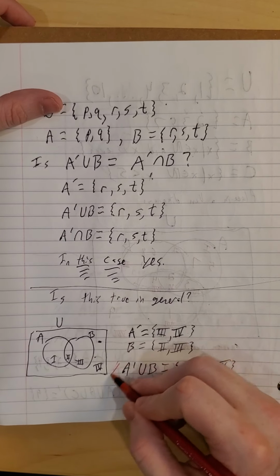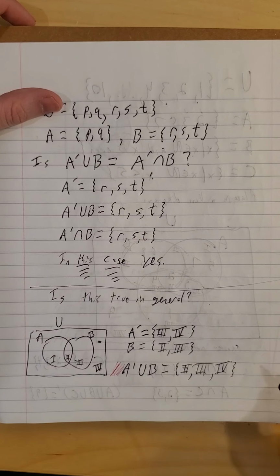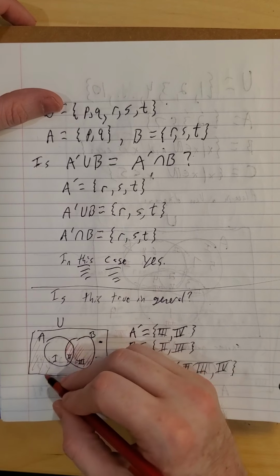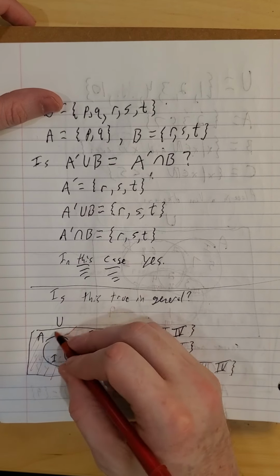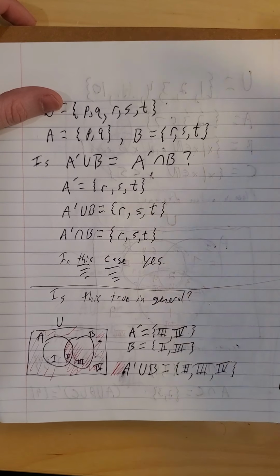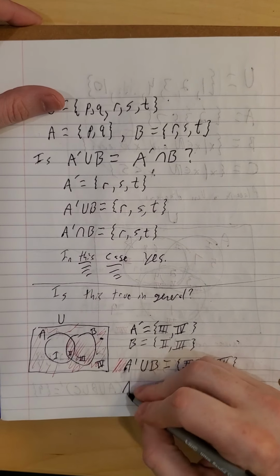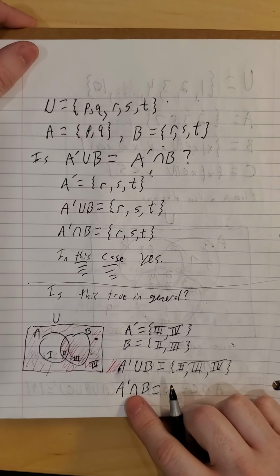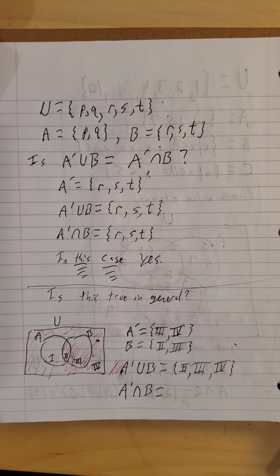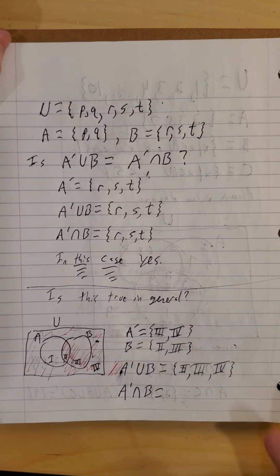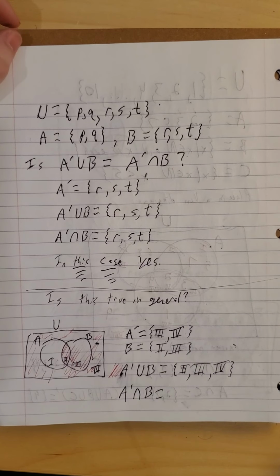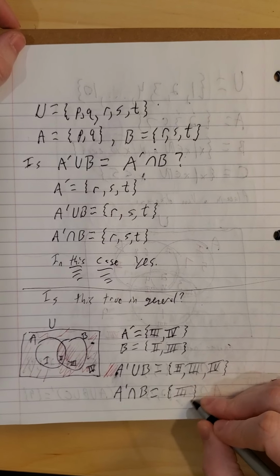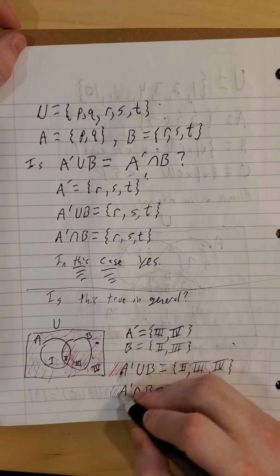I'll sketch that in with little red stripes. 2, 3, and 4. Now let's check out the intersection. Remember, intersection, it has to be in both. If it's not in both, we don't get to keep it. So what's the only thing we get to keep from these two lists? What's the only thing they share? They share region 3 only. I'll do that one in blue.